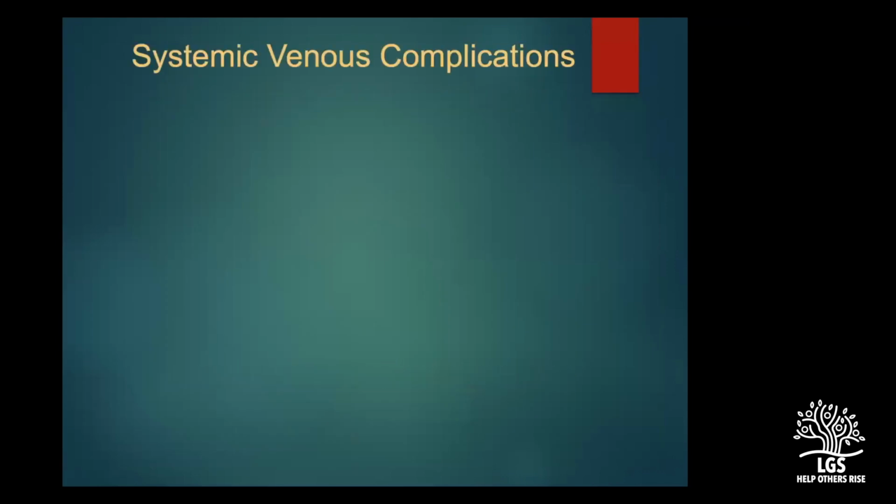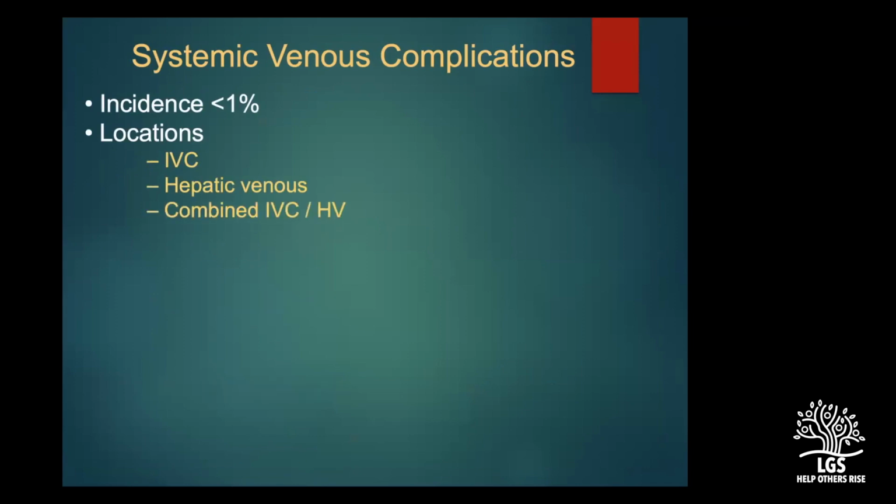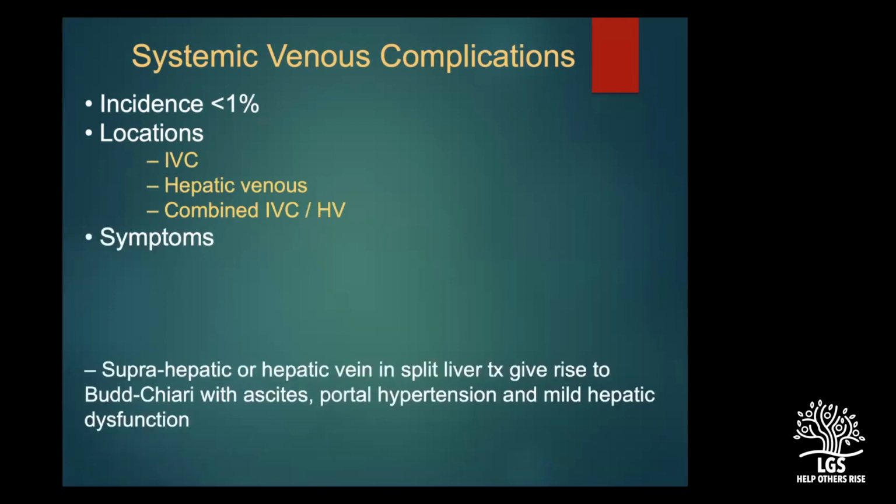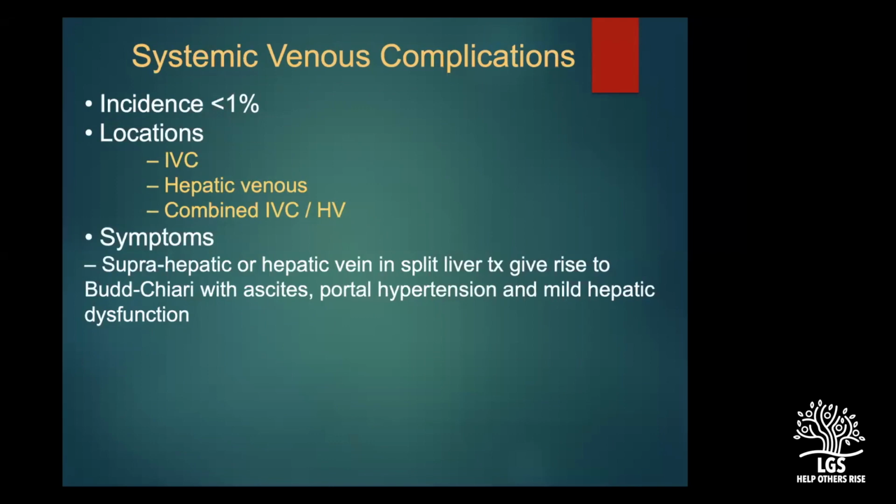And in terms of, we finished off with the arterial anastomosis and portal vein, and now moving on to the systemic venous complications. Incidence is not that much, it's less than 1%. You know the various locations where we can have this problem: IVC, hepatic veins, or it could be combined IVC and hepatic vein, especially if it's a Budd-Chiari, it can make it really messy for all of us. So it can be suprahepatic cava or infrahepatic cava.